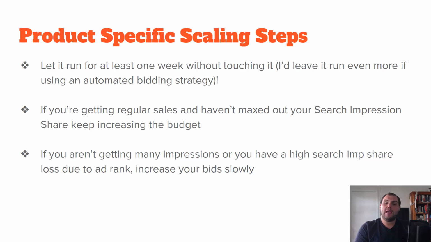Now, if you aren't getting many impressions or you have a high search impression share loss due to rank, increase your bid slowly. And I mean slowly, okay? Do it slow, let it see, just be patient with this stuff, okay? See if you get more sales, see if you're profitable. If you bid too much, you're going to find you become unprofitable.